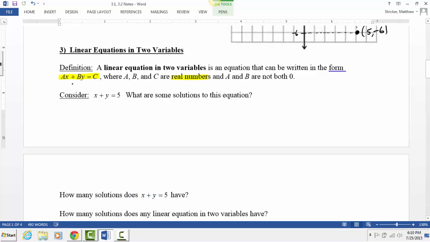The reason why is if I had 0 times x, that would be 0. If I had 0 times y, that would be 0. And basically this whole left side would go away, which would make it not a linear equation in 2 variables anymore, because the x and the y would be gone.